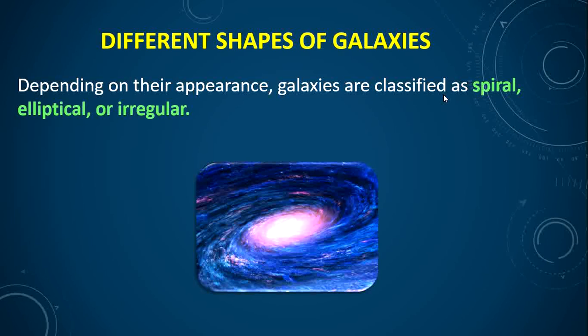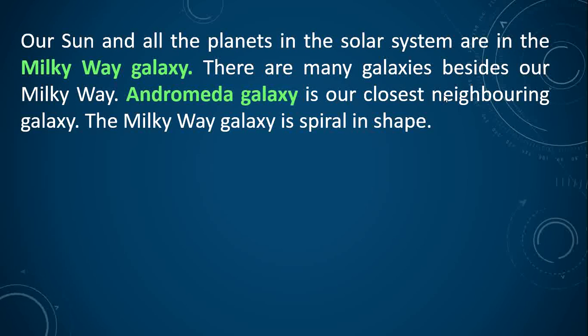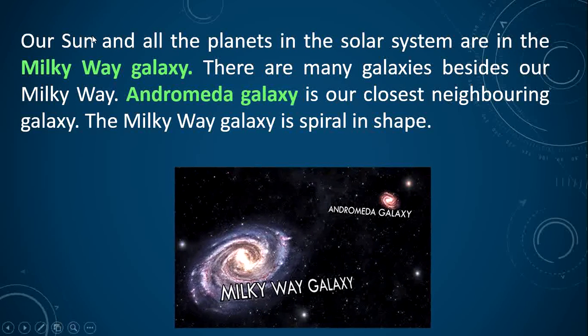Now these galaxies occur alone or in pairs, but they are more often part of groups, clusters, and superclusters. Galaxies in such groups often interact and merge with each other. Our sun and all the planets in the solar system are in the Milky Way galaxy. There are many galaxies besides our Milky Way. Andromeda galaxy is our closest neighboring galaxy.